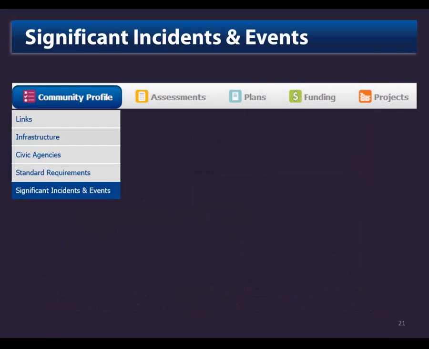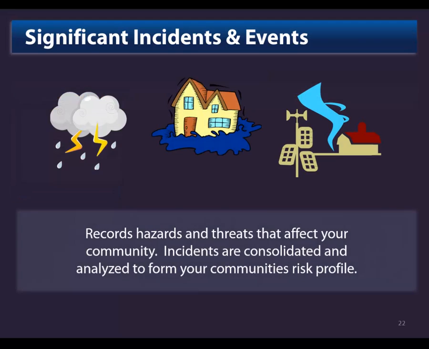Lastly, let's take a look at the Significant Incident and Events submodule, otherwise known as SIEs. In the SIEs submodule, you're able to record hazards and threats that affect your community. After you've entered in multiple incidents, they are then consolidated and analyzed to form your community's risk profile.